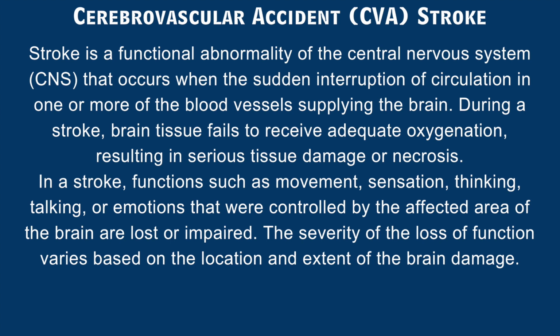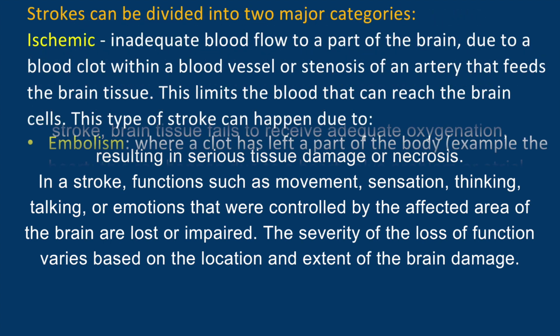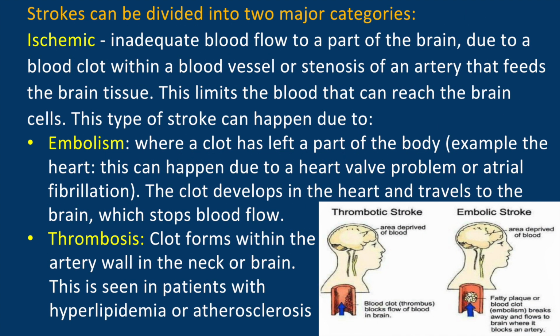In a stroke, functions such as movement, sensation, thinking, talking, or emotions that were controlled by the affected area of the brain are lost or impaired. The severity of the loss of function varies based on the location and extent of the brain damage. Stroke can be divided into three types: ischemic, hemorrhagic, and TIA.